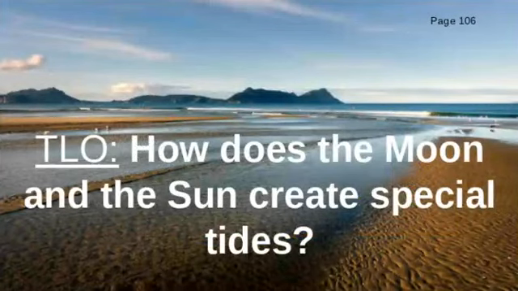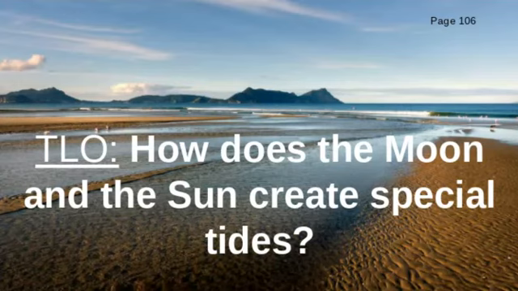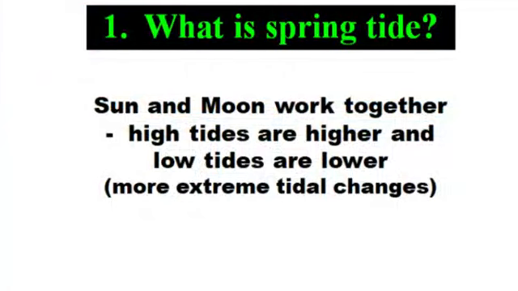So how does the moon and sun create special tides? So because the moon is revolving, there's going to be times when we're going to have extra high tides and extra low tides. And then there's going to be times when the difference between high tide and low tide aren't very different. So what is a spring tide? A spring tide is when the sun and the moon work together. High tides are higher and low tides are lower. So there's a more extreme tidal change. So there's a bigger difference between the high tide and the low tide.